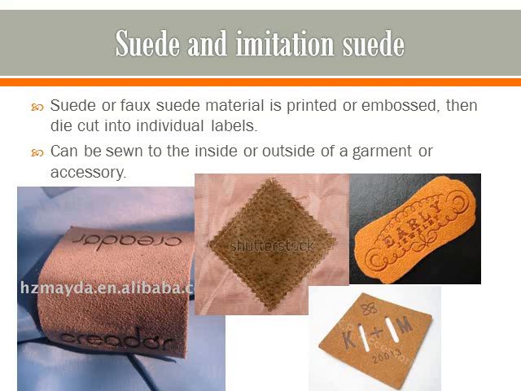Same thing with suede. It's printed or embossed, and it's die cut. Again, can be sewn on the inside or the outside of a garment. You can get really cool shapes. Here's a pink kind of edge. Here's some cool swirly details. And I really liked this label.